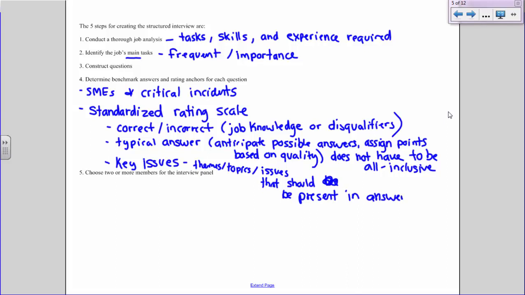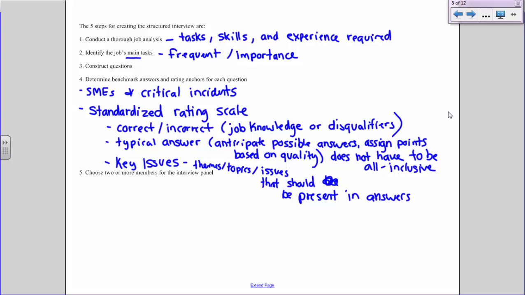And sometimes you can use a combination of both, where you have key issues and then you also have example answers of how those key issues could play out in the answers. And that's actually what I'm going to have you do in the applied activity. So basically, for the key issues, you're developing everything that should be included in the perfect answer, but also maybe some things that would be included in not so perfect answers.